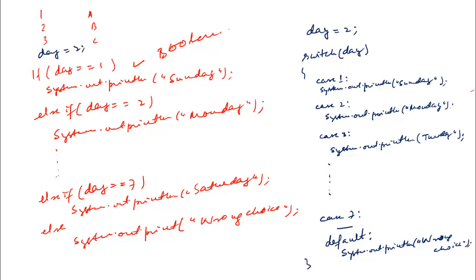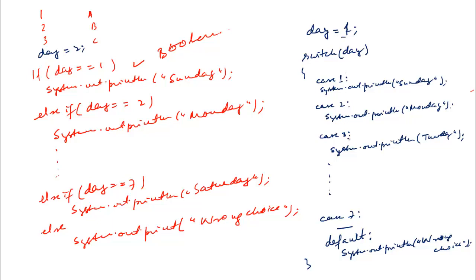Now the curly brace. Here you see case 1, case 2, case 3, case 4, case 7. But the problem here is, say, if it is 1 here, not 2. Here it will print Sunday, and then it will print Monday, then Tuesday, then Wednesday, then all the values will be printed. Why? Because here I'll pass the integer value. So 1, 2, 3 will take that.